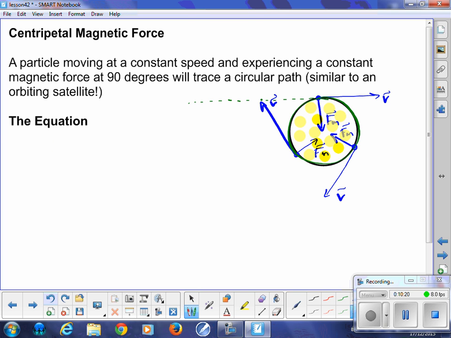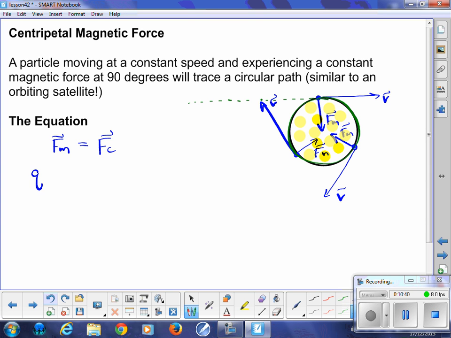So the equation. Well, magnetic force is going to equal centripetal force. This is very similar to our satellite situation from Unit 2. We're talking about centripetal acceleration here. We have a force that's keeping something in a circular pattern. So what happens with that equation?